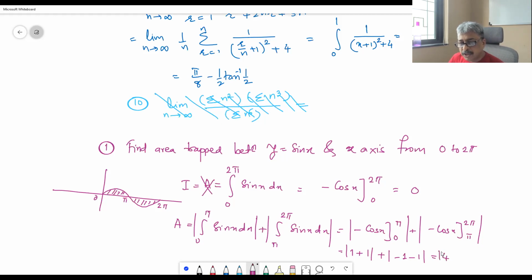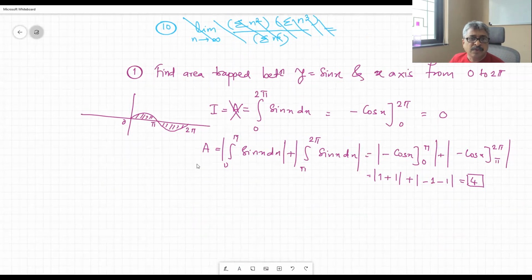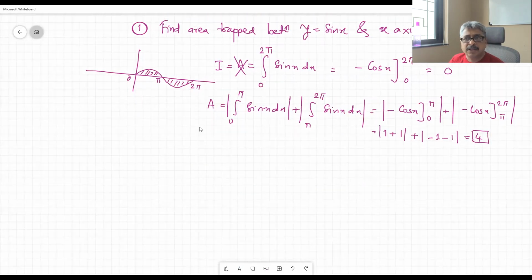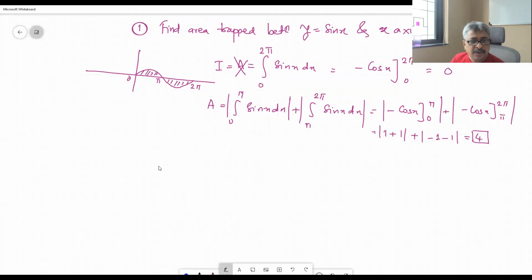Answer is 4. Area entrapped between sin x and the x-axis between 0 to pi is 2, pi to 2 pi is 2, therefore total is 4. Check whether you are understanding. Next, question number 2. Find area of ellipse.